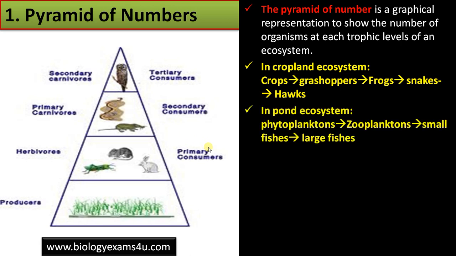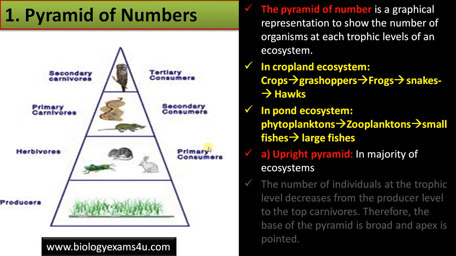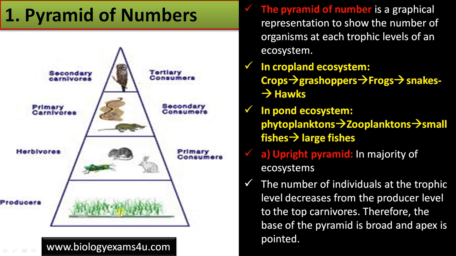So this is also the case in a pond ecosystem. Phytoplankton, maximum number, then there will be a lesser number of zooplankton. Small fishes, the number will be less, and the number of large fishes that are eating these small fishes will be much less. Pyramids of numbers in the majority of ecosystems are upright pyramids, forming a broad base. The number at the producer level is very much more. As we move up the trophic level, as we reach the top carnivore, the number decreases. Therefore, the pyramid has a broad base and a pointed apex.